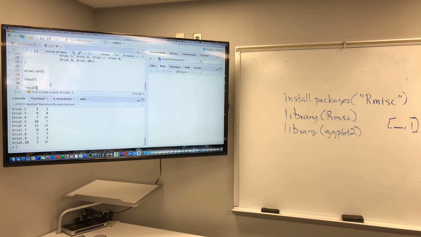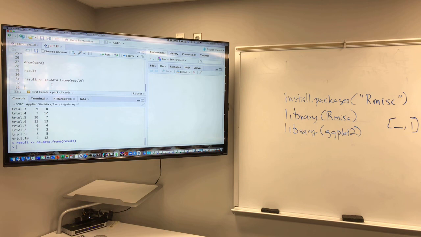It's really easy to convert things to a data frame. Just rename it the same name that you had before and type in as.data.frame. And then the thing that you want to convert to a data frame goes in the parentheses. And when you do that, it should run without error.